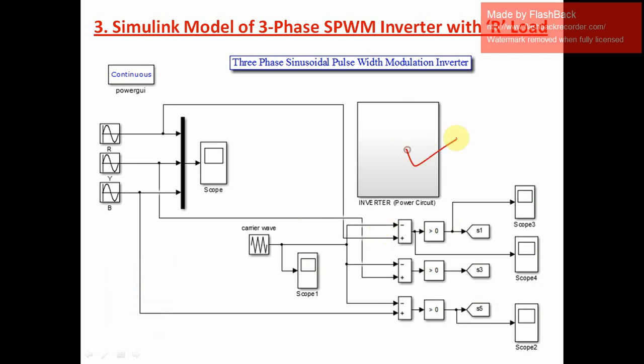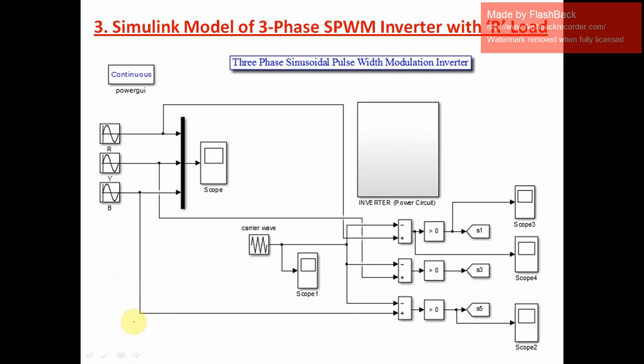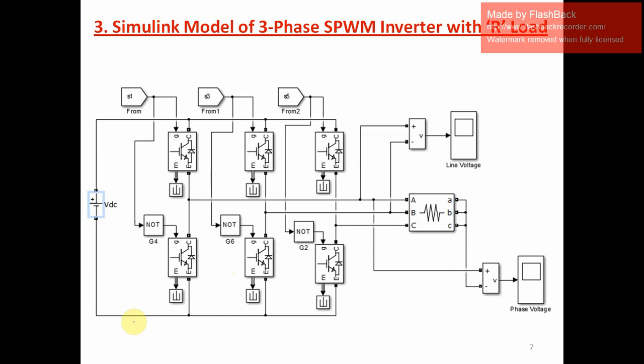that are connected here in the bridge circuit of the inverter. So this is called the power circuit. This particular block has the power circuit, and everything other than this block is called the control circuit. In the next slide, we are going to see the inverter with the power circuit. So this is our inverter with the power circuit, and these are our gate pulses.